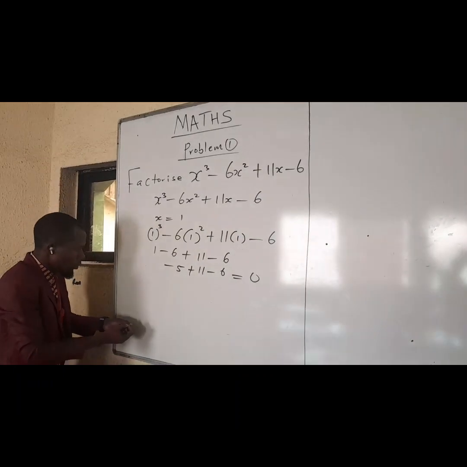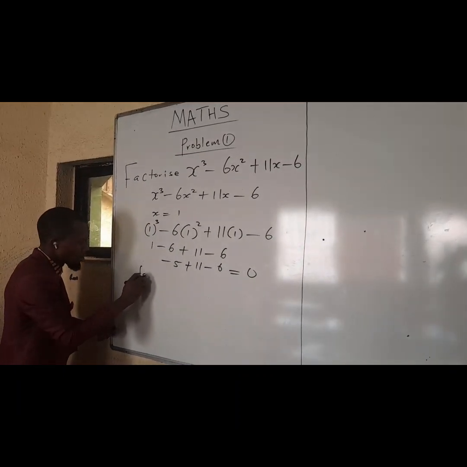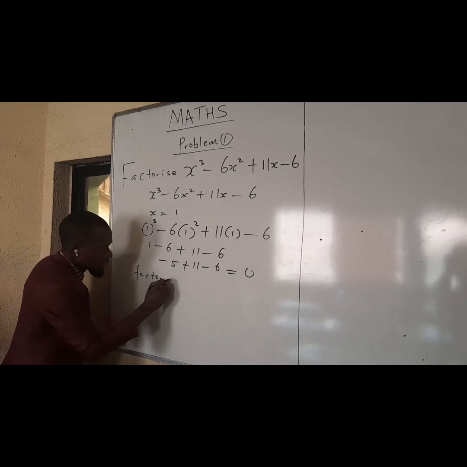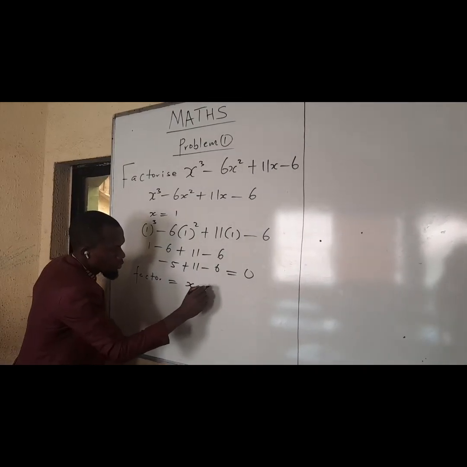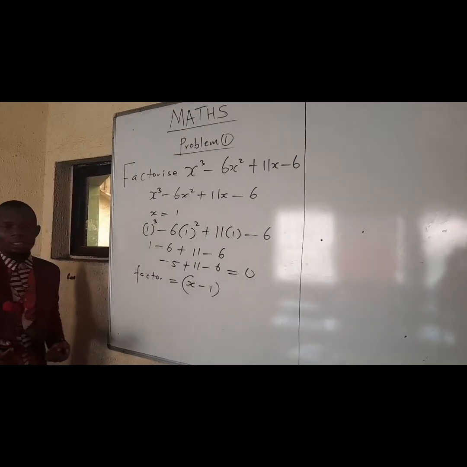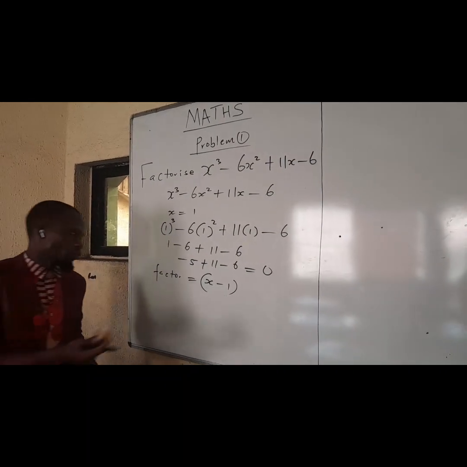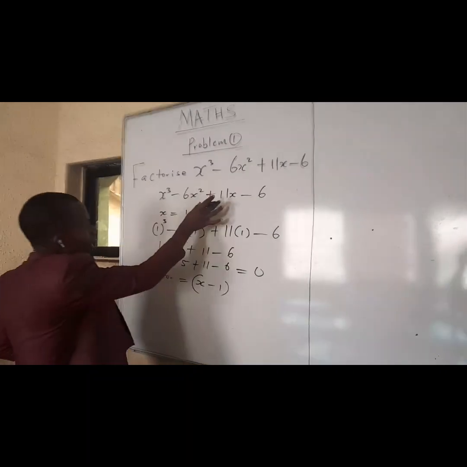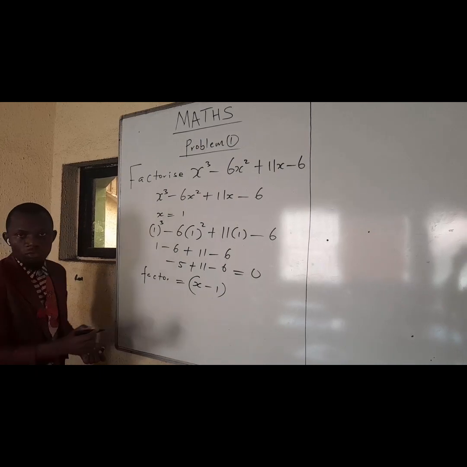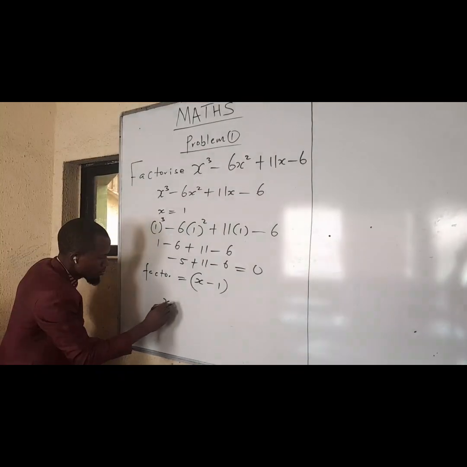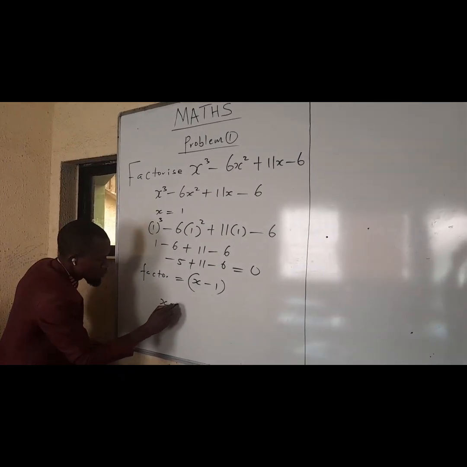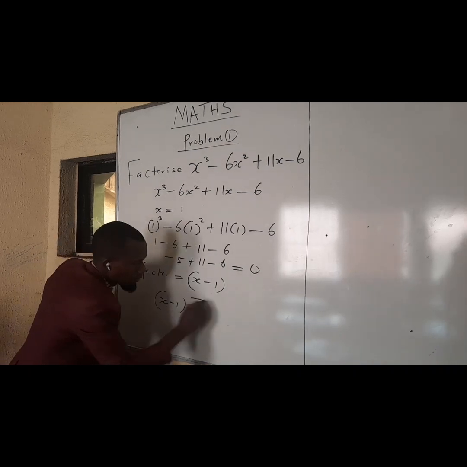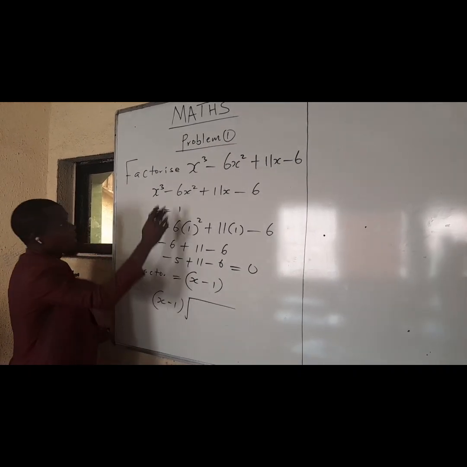So my factor now is x minus 1. So I'm going to use x minus 1 to divide this equation. How am I going to do that? It's very simple. So x minus 1 divided by everything here.